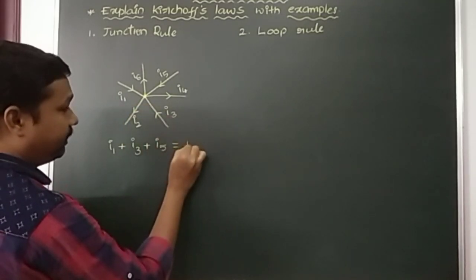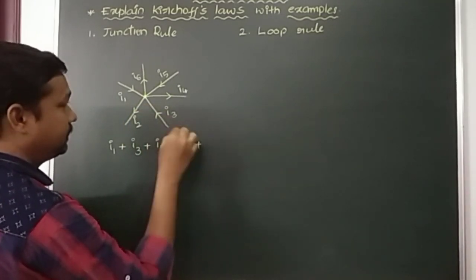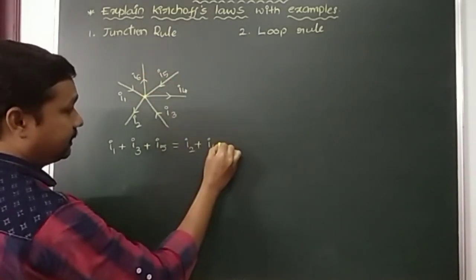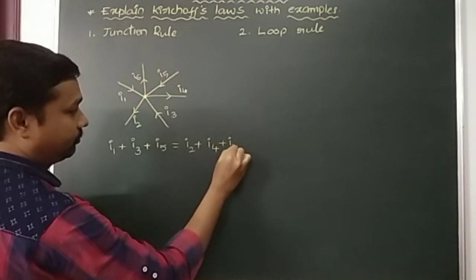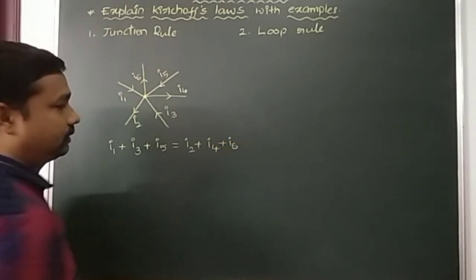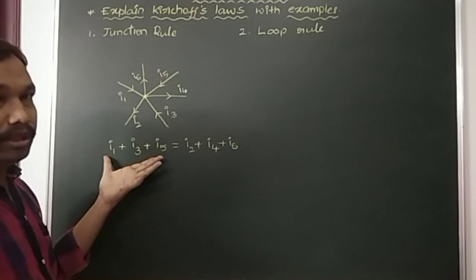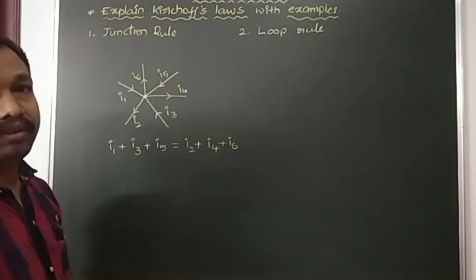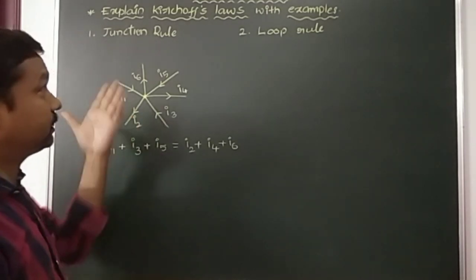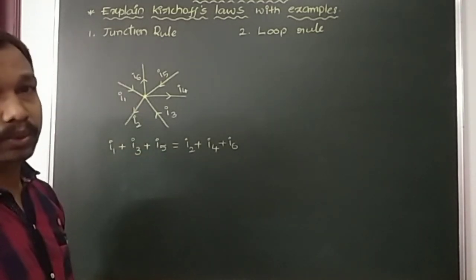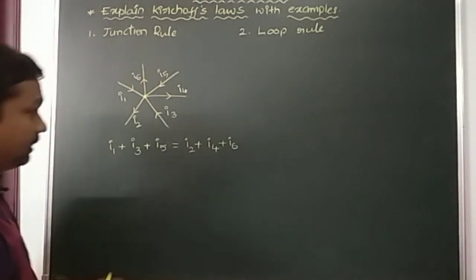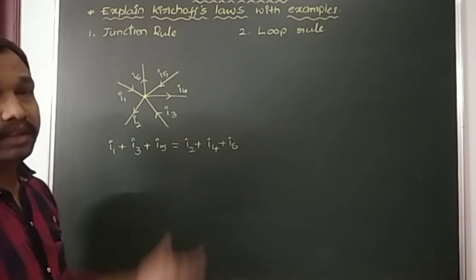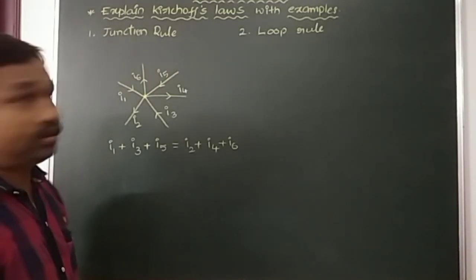I2 is leaving away plus I4 and I6. Okay, the sum of the currents coming toward the junction is equal to the sum of the currents leaving away from the junction. Okay, this is called junction rule. Okay, in this we will take one point. What does that mean? This is based on law of conservation of charge.